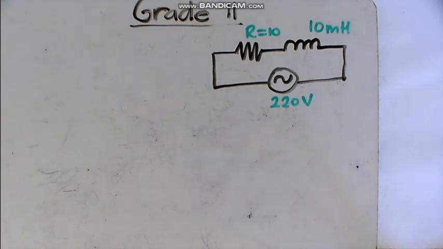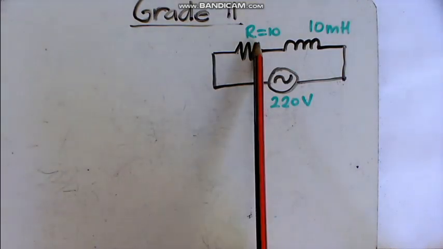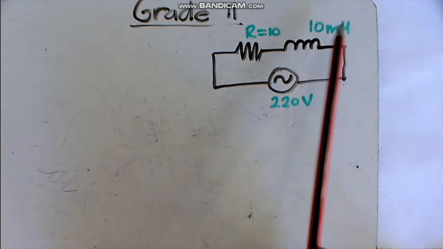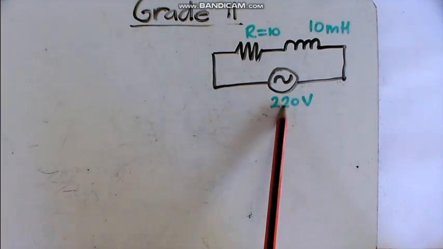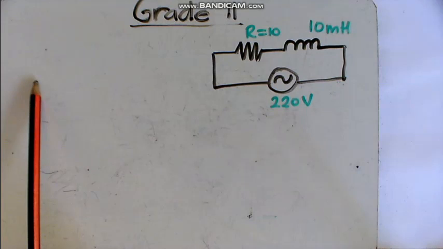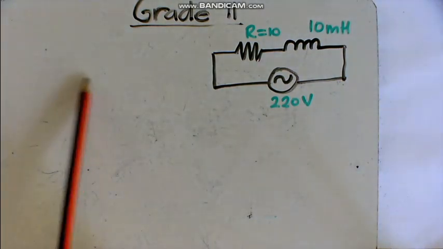Right, given the circuit diagram with a resistance of 10 ohms, 10 millihenry is our inductor, and our voltage supply is 220. First thing we want to calculate is the reactance of the inductor.